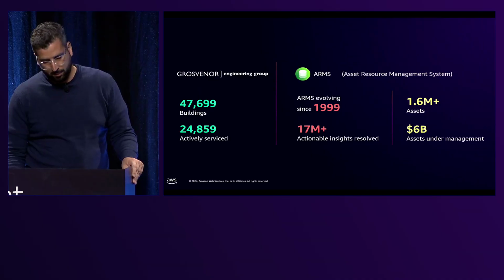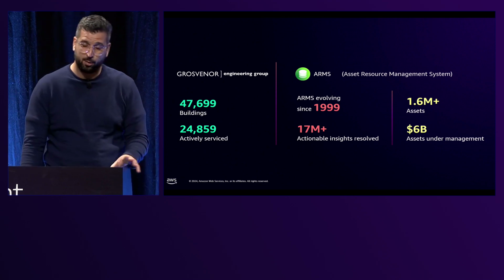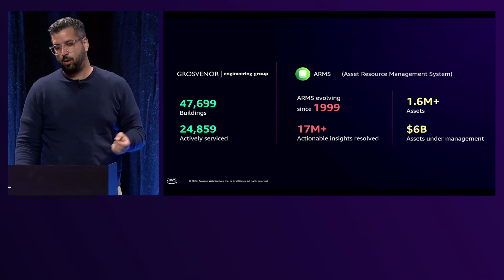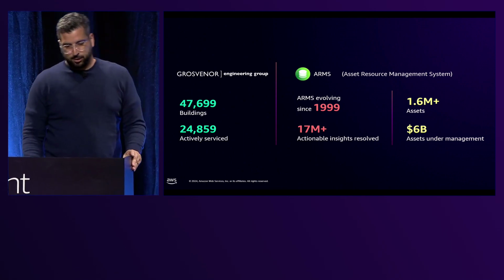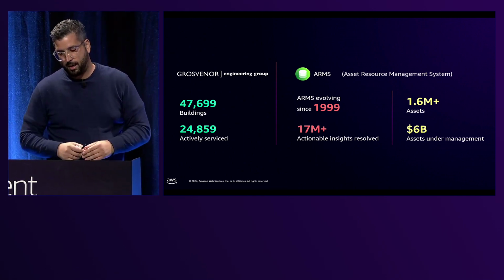So Grosvenor Engineering Group is an Australian company based in Sydney. And what we do is we look after building technical systems, such as HVAC, fire and electrical systems all over Australia and New Zealand. So this would be all the high-rise buildings that you may see around the Opera House, all the way out in the desert.